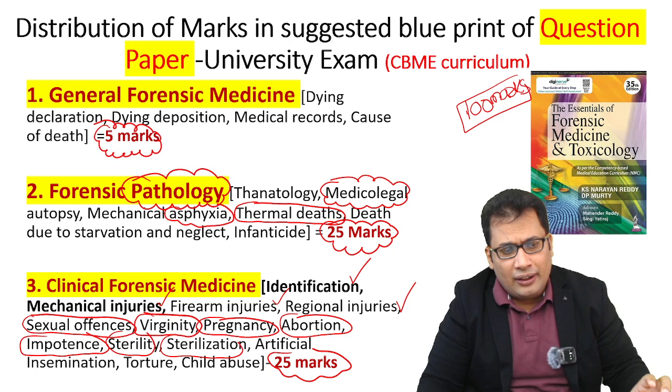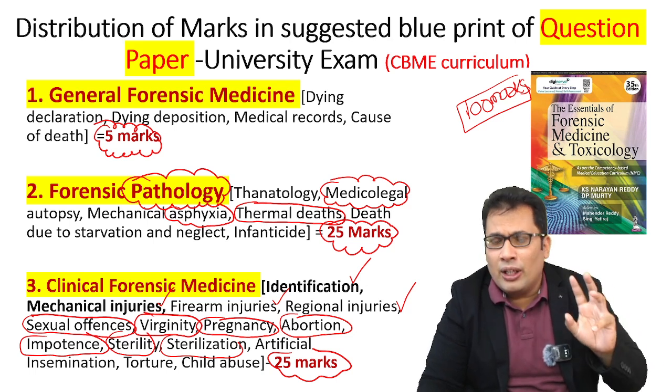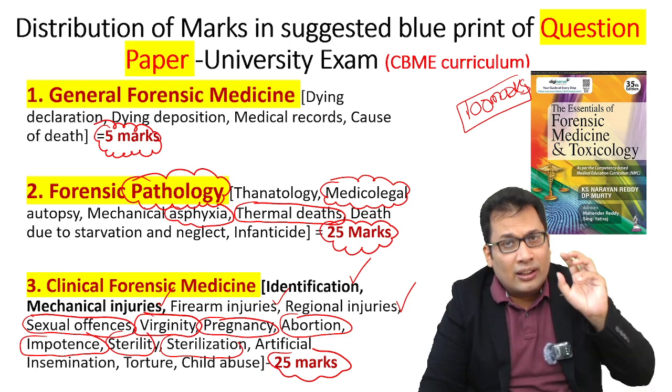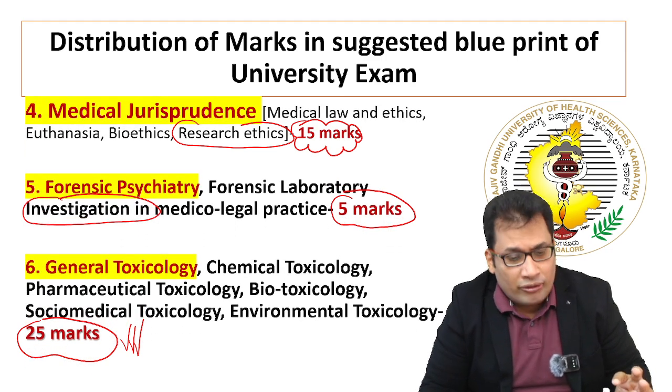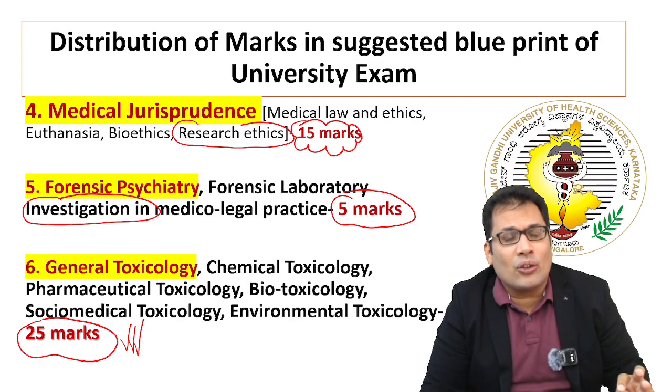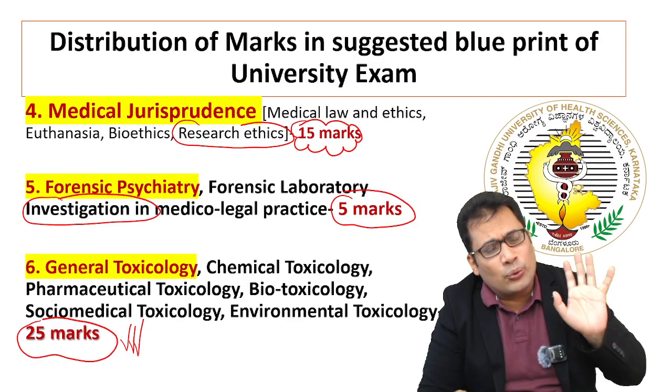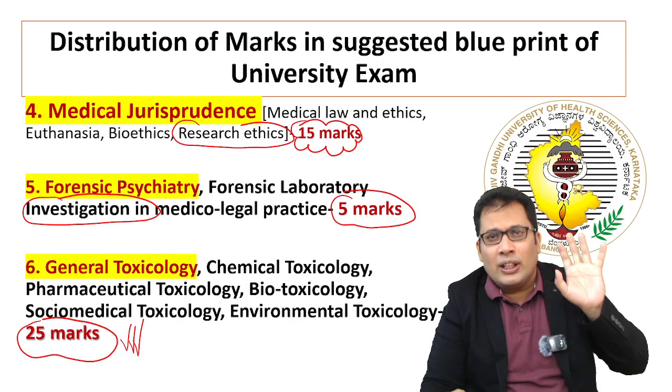I'll repeat again. General forensic medicine 5 marks, forensic pathology 25, clinical forensic medicine 25, medical jurisprudence 15, forensic psychiatry 5, general toxicology including entire toxicology, that is 25 marks. So this is about the theory.